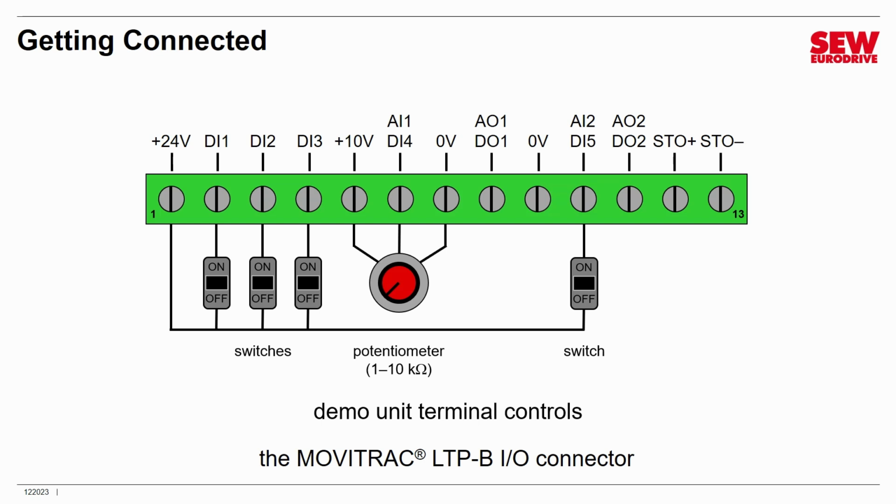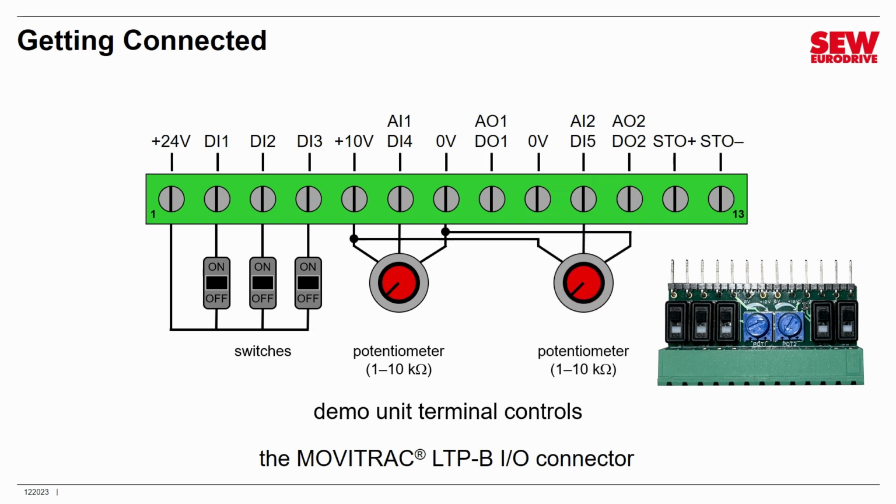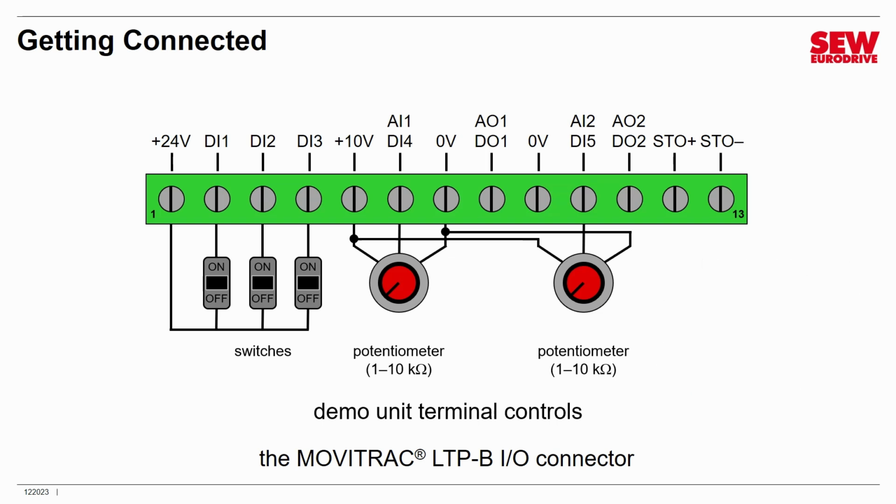Now, my demo unit is a little different because I have a circuit board that used to be sold for demo units. I'm not sure it's available anymore, but mine is slightly different. It has two potentiometers. So it has a potentiometer connected to each analog input. However, I will not be using the second potentiometer in analog mode for any of the activities. So you don't have to have your unit set up in that way. You just need a potentiometer on analog input 1.